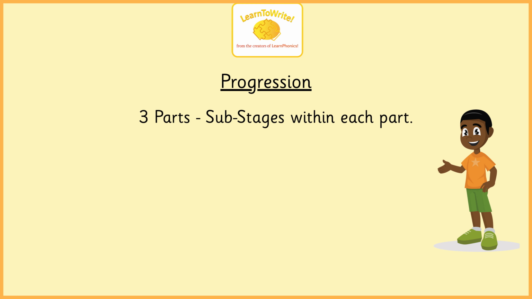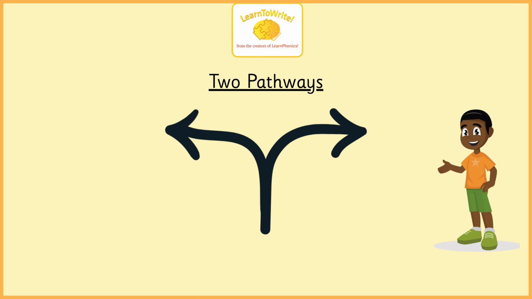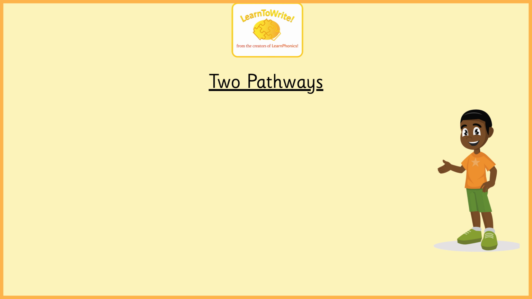The LearnToWrite progression is split into 3 parts, and within each of those parts there are separate substages. Part 1 focuses on secure formation of single letters. Part 2 introduces pupils to joined handwriting. And Part 3 supports pupils in applying their knowledge of joins to write words and compose sentences. The scheme can be followed through 2 progression pathways.